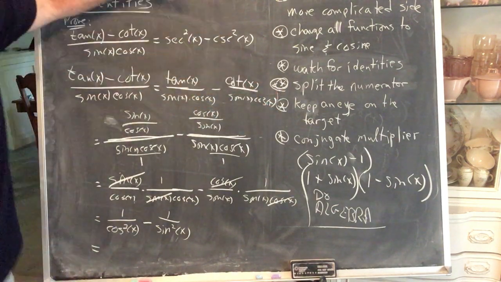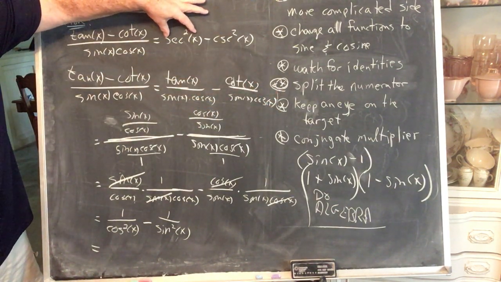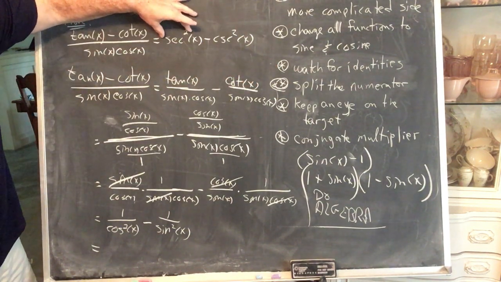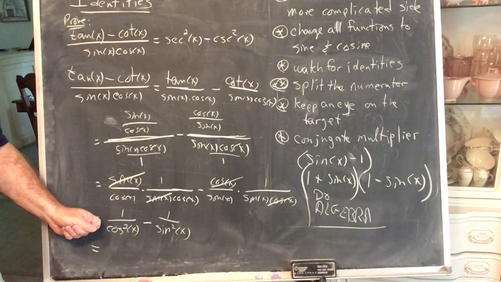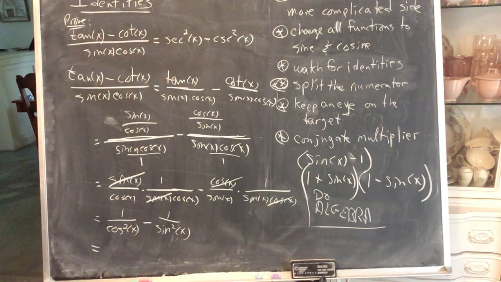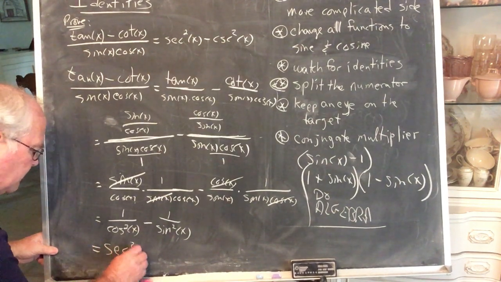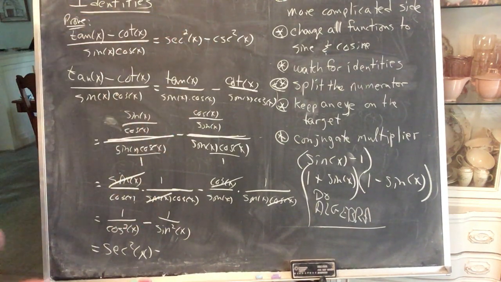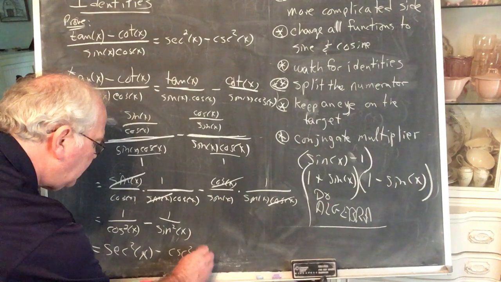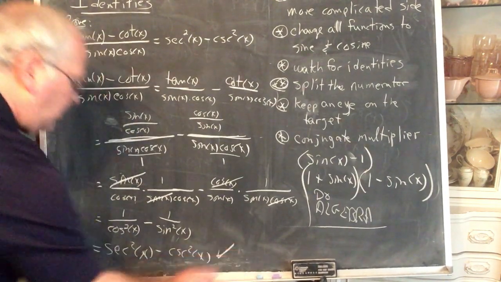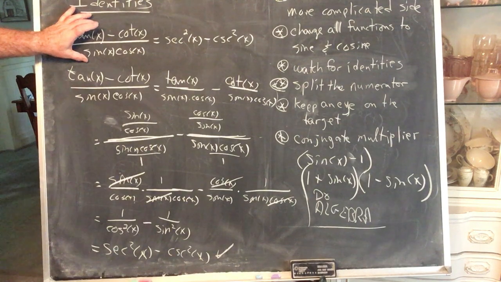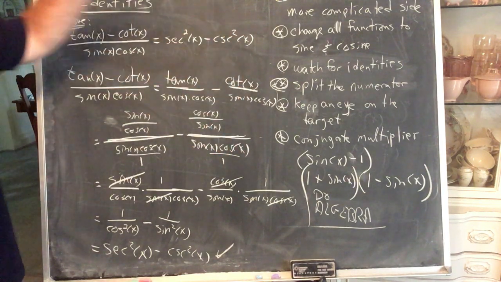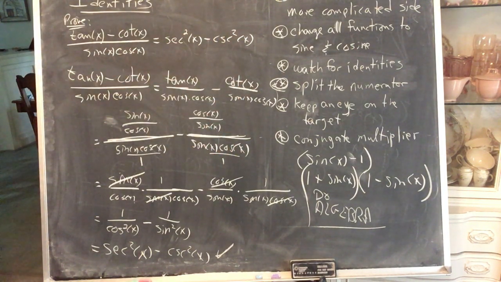Keep an eye on the target. What do we want? We want secant squared. But watch for identities. We have 1 over cosine squared. Is it clear 1 over cosine squared is secant squared? And similarly, 1 over sine squared is cosecant squared. And so we have verified. We start with the left-hand side, work until you obtain the right-hand side, using valid, acceptable procedures at each step of the way.